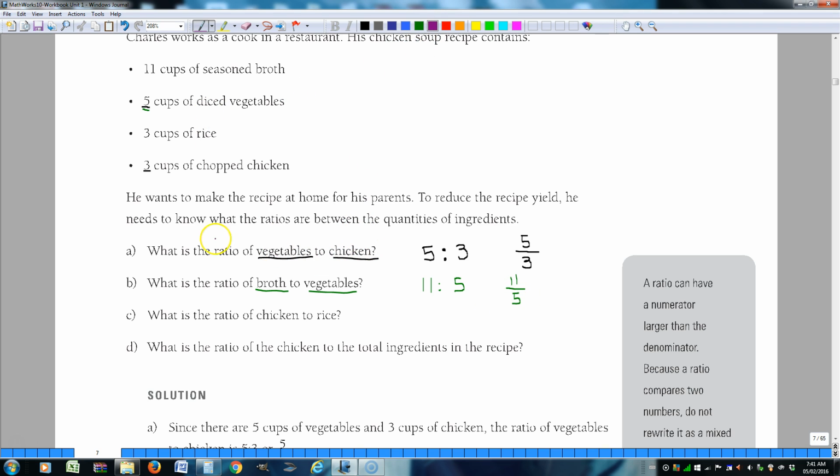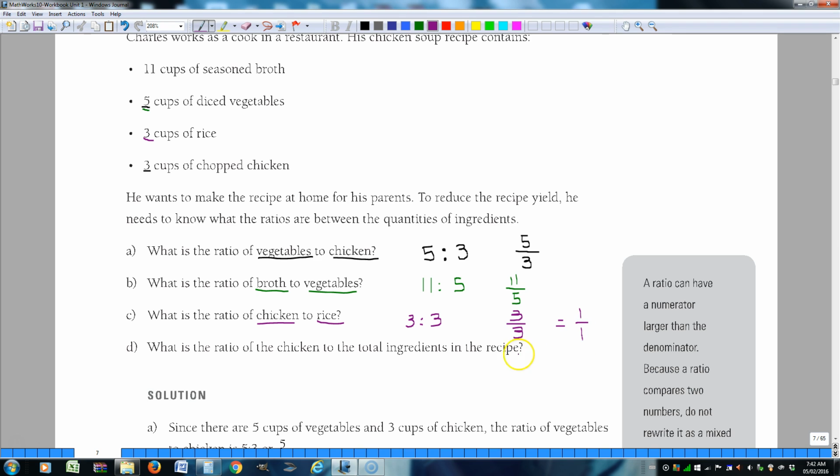Moving along. Ratio of chicken to rice. Chicken was 3 compared to rice, which is 3. Now, this is 3 to 3, and there is a simpler way to say this. When we put it in fractional form, 3 compared to 3, it is more easily represented as 1 over 1. So 3 to 3 is actually the same as 1 compared to 1.